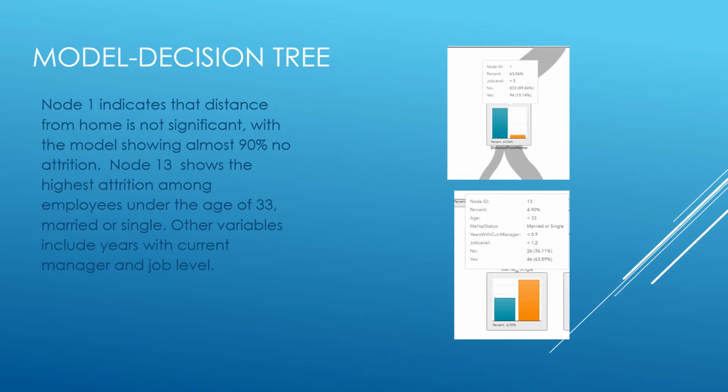Looking at the different nodes, we wanted to single in on node 1 and node 13. So node 1 indicates that distance from home is not that significant in this particular model, in this particular node, was showing almost 90% no attrition. Node 13 shows the highest attrition among employees under the age of 33, and they are either married or single. Other variables included years with current manager and job level.